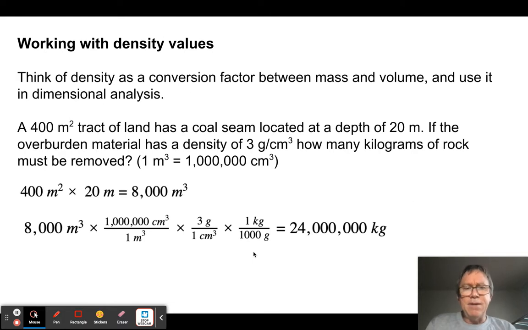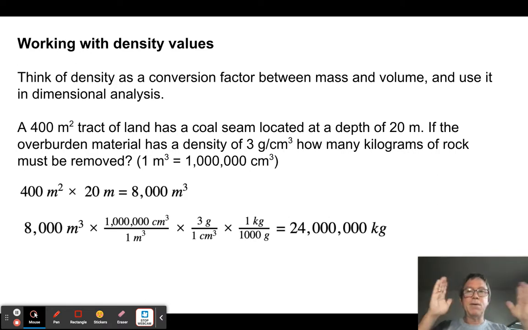Let's start working with density values. So density is basically a conversion, right? It says this many grams equals a milliliter, or a cubic centimeter. So just think of it as a conversion factor between mass and volume, all right? So let's look at what I've got here. I got a 400 square meter tract of land that has a coal seam located at a depth of 20 meters. The overburden has a density of 3 grams per cubic centimeter. How many kilograms of rock must be removed? And by the way, we're told 1 cubic meter equals 1,000,000 cubic centimeters.